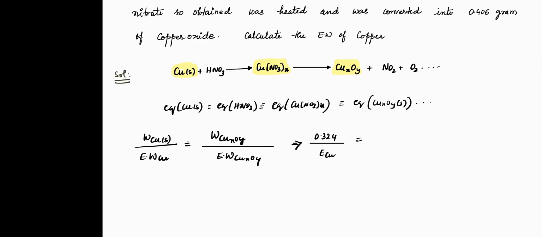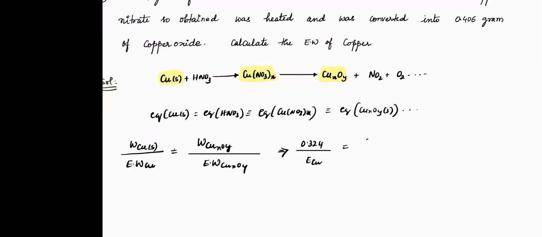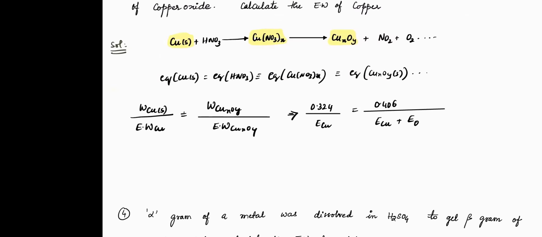That is equal to weight of cuprous oxide, which is 0.406, divided by equivalent weight of copper plus equivalent weight of oxygen. And you know that for oxygen it is fixed. So 0.324 divided by equivalent weight of copper is equal to 0.406 divided by equivalent weight of copper plus 8. And you just need to solve it for equivalent weight of copper. Okay. So X is coming out, that means equivalent weight of copper is coming out to be 31.6.